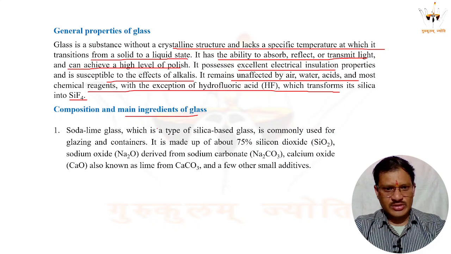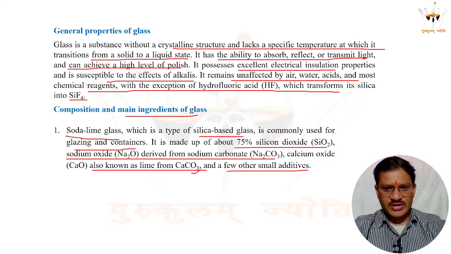What are the composition and ingredients of glasses? We must know there are different ingredients. First of all, soda lime glass, which is a type of silica based glass. It is commonly used for glazing and containers. It is made up of 75% silicon dioxide, sodium oxide derived from sodium carbonate, calcium oxide, which is also known as lime, from CaCO3, and a few other small additives.